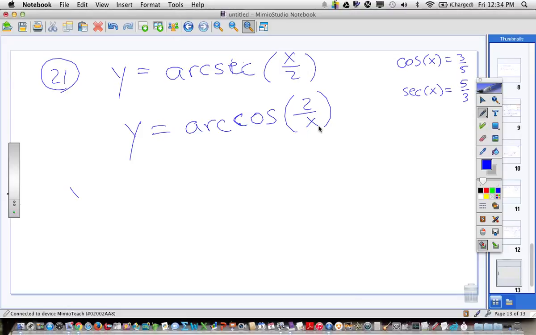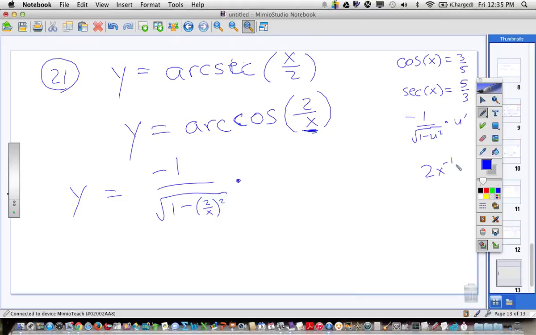Right? Now we need to do that derivative following the arc cosine rule, which is -1 over the square root of 1 minus u squared, right, times the u prime, the derivative inside. So, -1 over the square root of 1 minus 2 over x squared times, now how do we do the derivative of 2 over x? Okay, the best thing to do would be to write 2 over x as 2x to the -1.